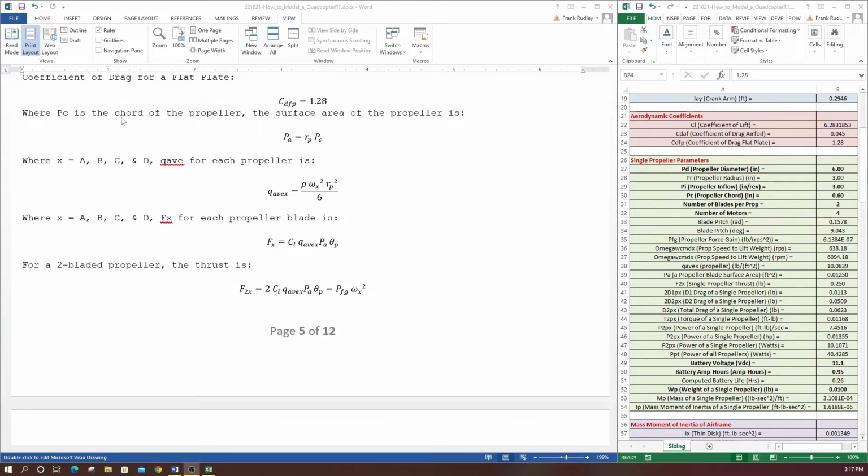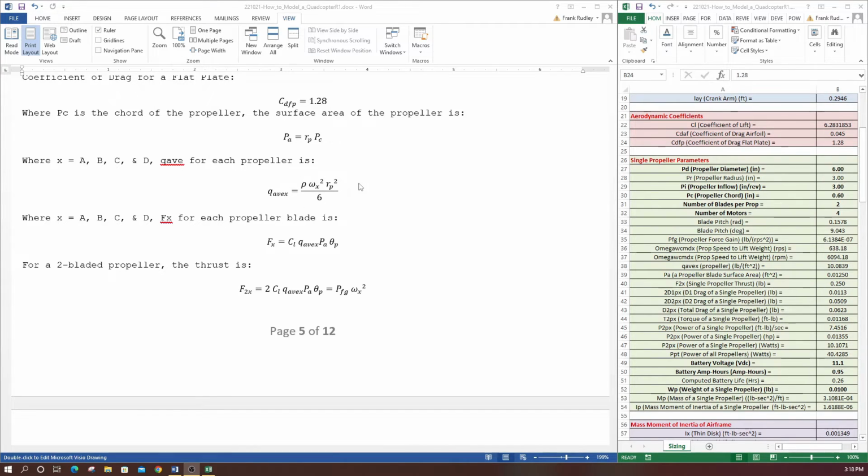So where PC is the chord of the propeller, the surface area of the propeller, PA, is equal to the radius of the propeller times the chord of the propeller. So this would give us the surface area of each propeller blade. Now we're trying to get the average dynamic pressure on the blade, and I had previously given a video on how this equation is derived. So our average dynamic pressure is equal to rho omega squared times the radius of the propeller squared over 6. So this is the average dynamic pressure for each propeller blade.